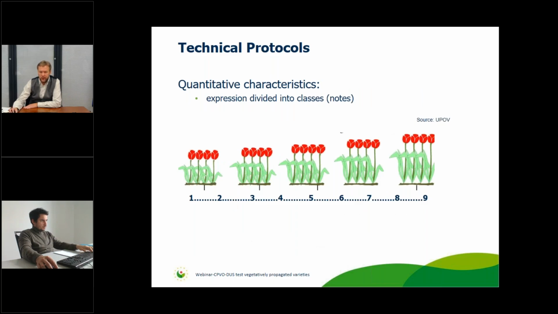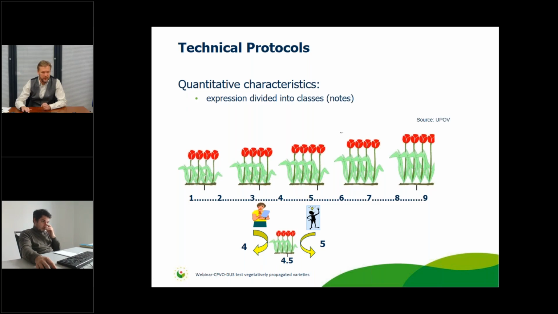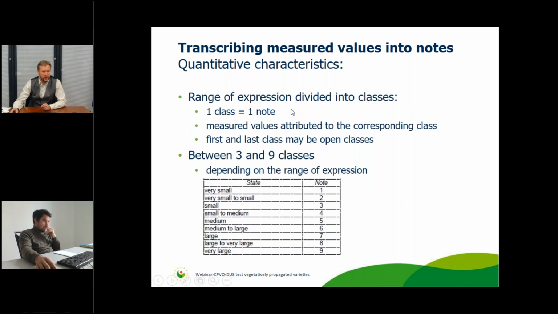When assessing quantitative characteristics, the expression of the characteristic is divided into classes representing notes. The examiner looks at the height, and if the variety is in between, it is attributed to one or the other class. Then one class means one note. The measured values will correspond to a certain class. The first and the last class may be open classes. Depending on the range of expression, between 3 and 9 classes are created, into which the varieties are sorted. In the case of plant height, it goes from very small to very large.